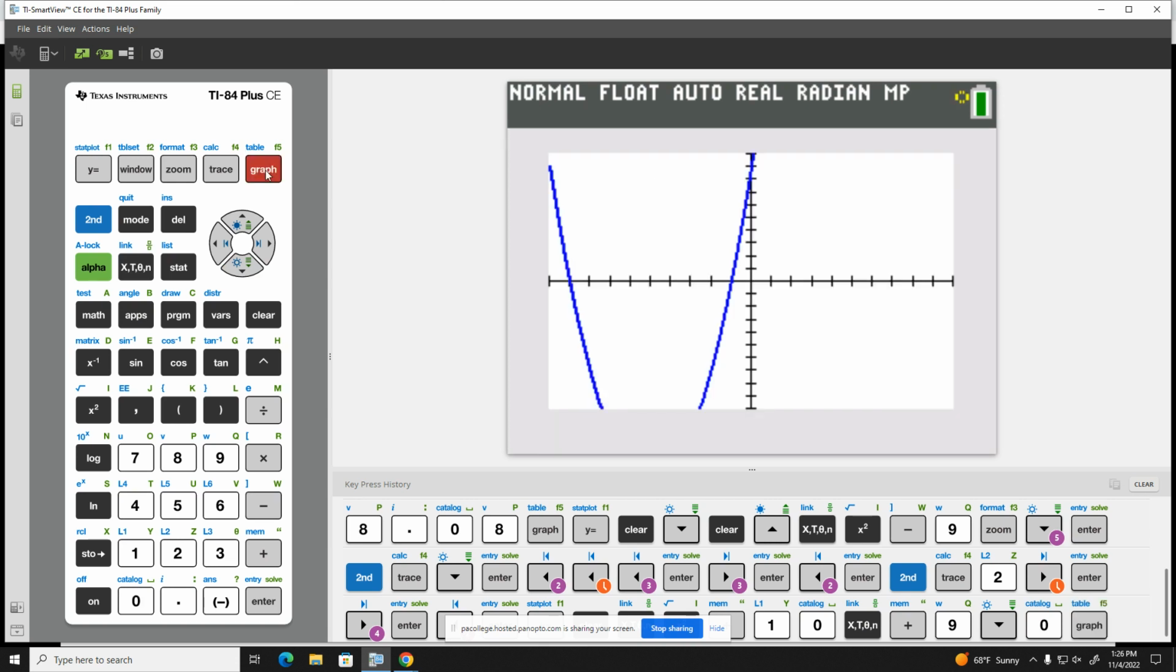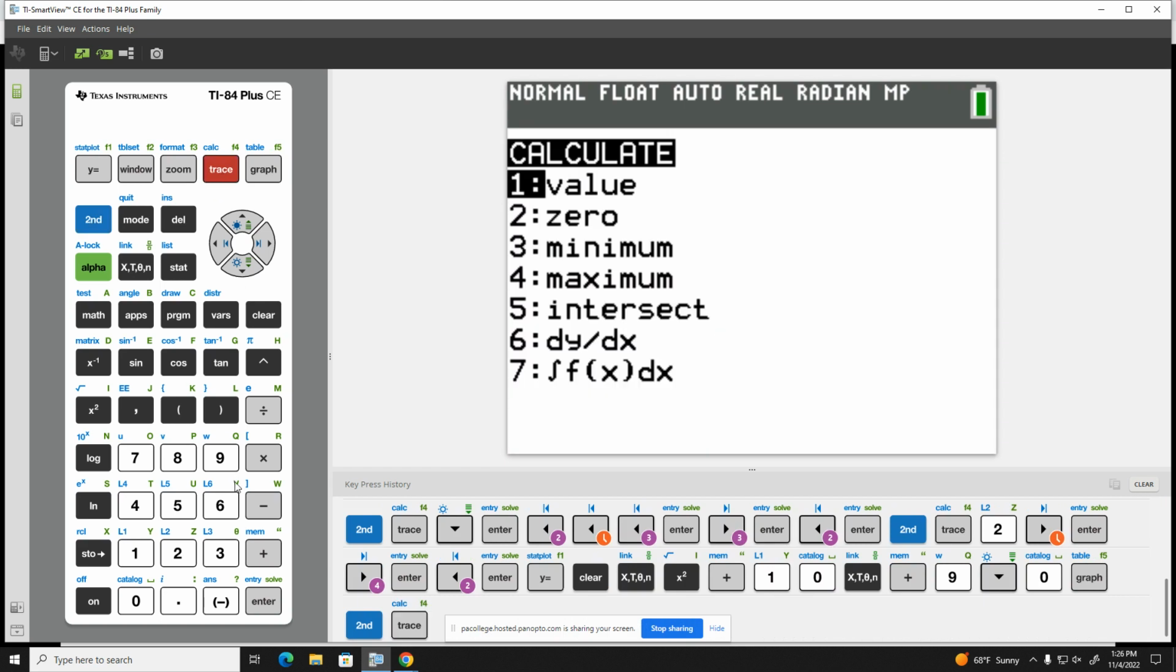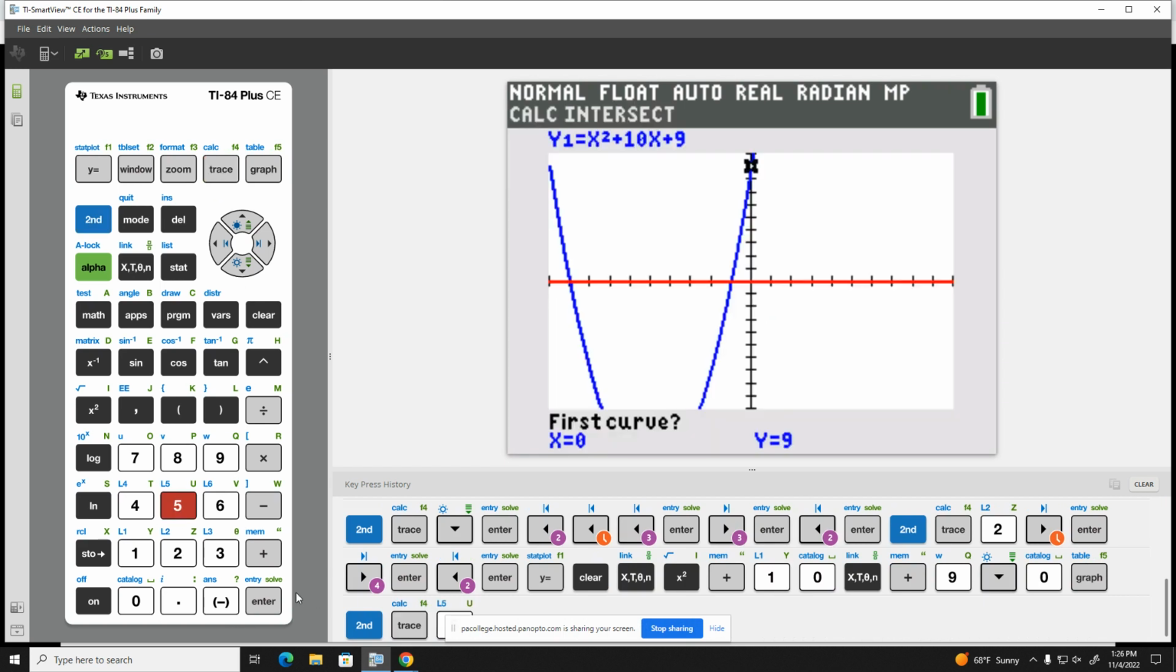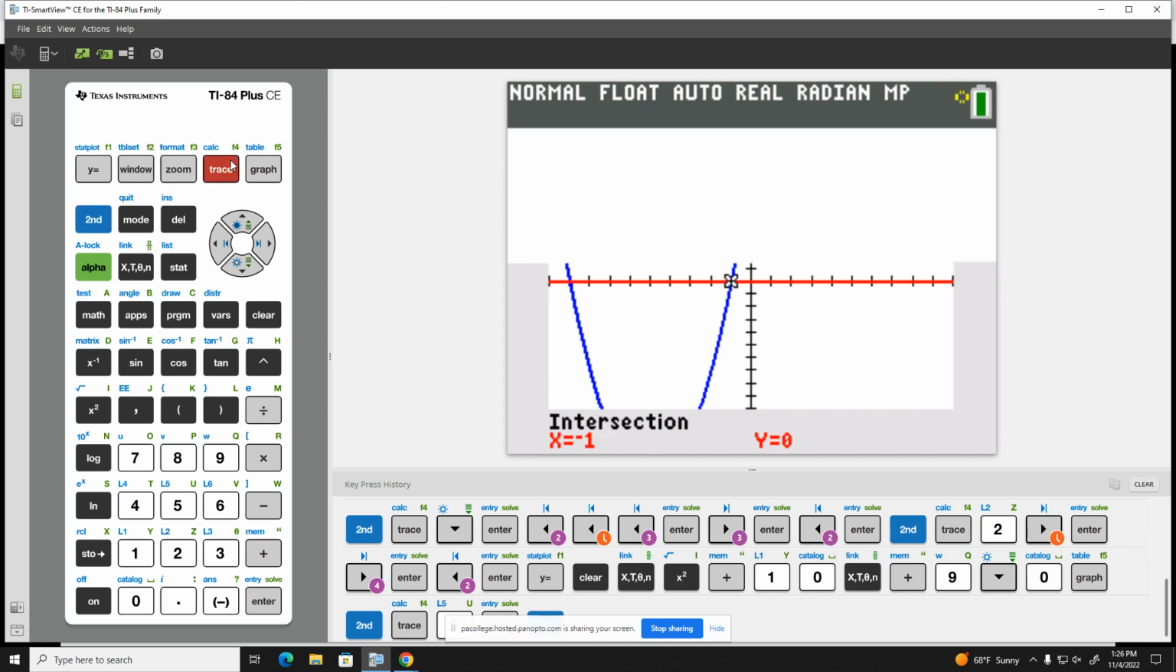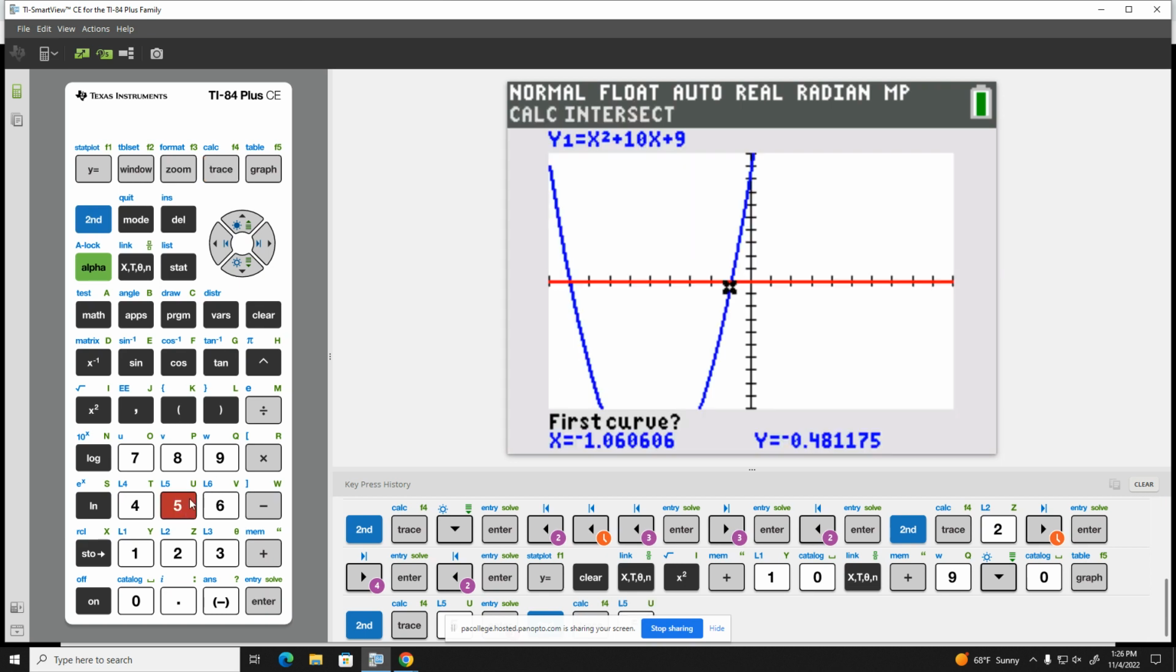I will graph, and I see my parabola, and I see that the red line, where I have y2 equals 0, is directly on top of the axis. I find this to be slightly easier because now I can do intersection instead of 0. So second trace, option 5 for intersect, enter through the questions. I get my first answer of -1. I do need to repeat to get the other answer, so second trace, intersect.